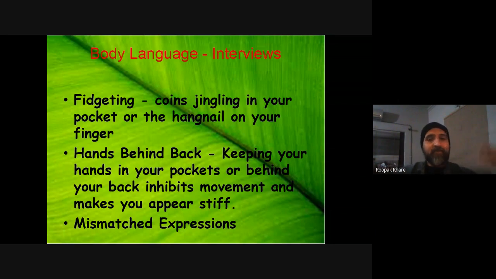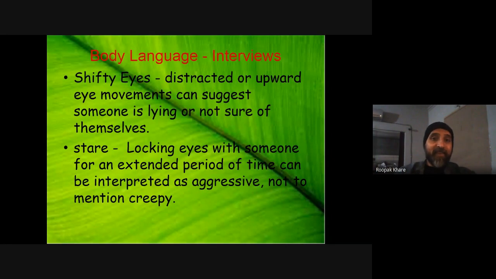Mismatched expressions should not happen. Too many expressions, no. If you're saying something, but your expressions are something different and your eye contact is something else, that should not happen. Shifty eyes, looking here and there, right? That makes you unbelievable. People don't trust you. It does not show that you're trustworthy, and it also distracts people. The communication breaks in between.